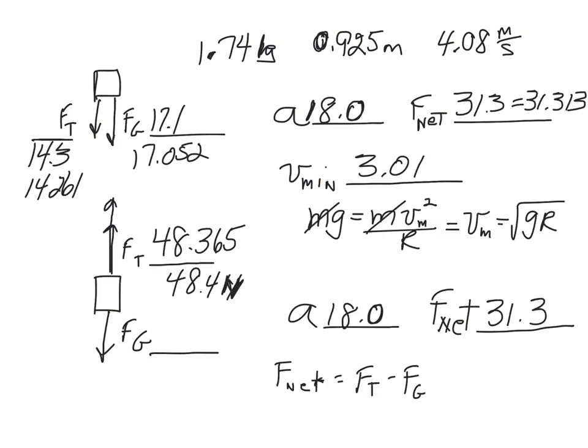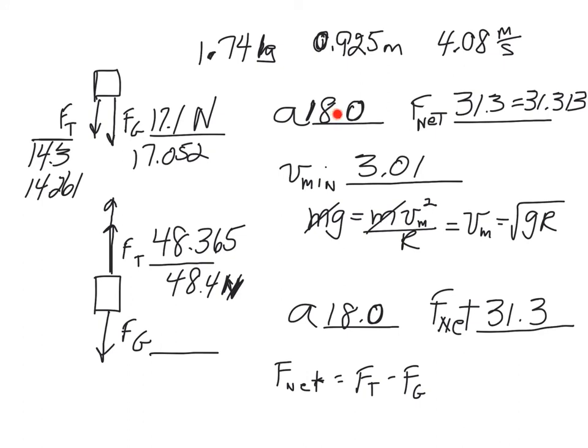Okay, almost done. So at the top, the first thing I did was get the mg. Left the units out, but that's newtons. And then, since we have the velocity and the radius, I calculated the acceleration. This was actually 17.9 something, rounded to 18.